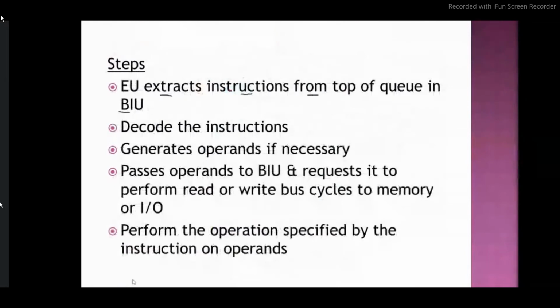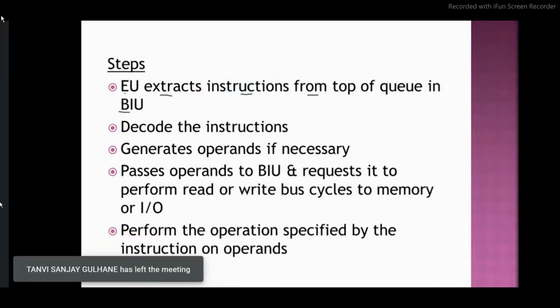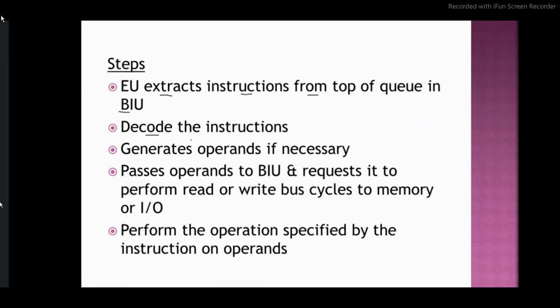The EU extracts instructions from top of queue, and the queue is present in the BIU, that is the bus interface unit. And the next task it does, it will decode the instructions. Then it takes the data, the operands required. It generates operands if necessary. All of you know what you mean by the word operand?